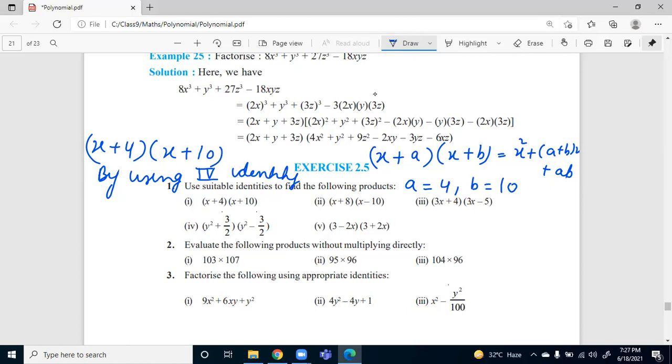Okay. So what should I write? I should write x square plus (a plus b), that is 14x, plus 4 into 10, which is 40. Correct. So this is the final answer, x square plus 14x plus 40.